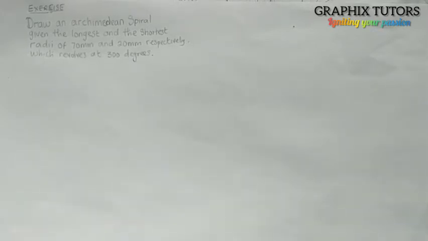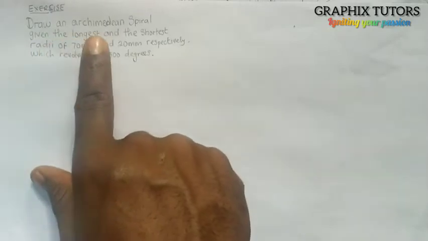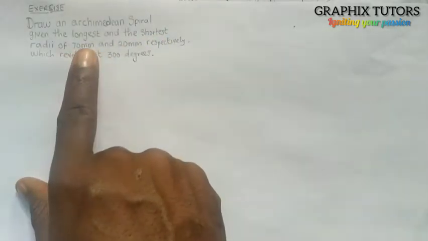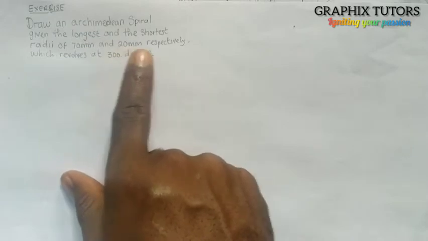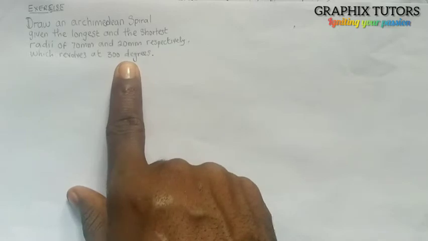Now the question goes like this. It says, draw an Archimedean spiral given the longest and the shortest radii of 70 mm and 20 mm respectively, which revolves at 300 degrees.